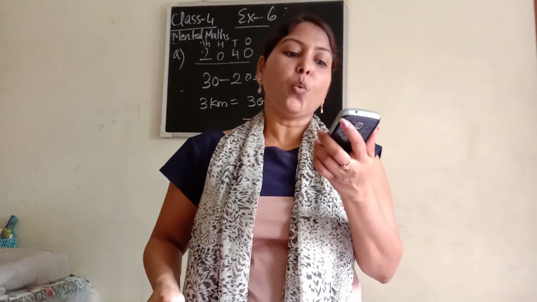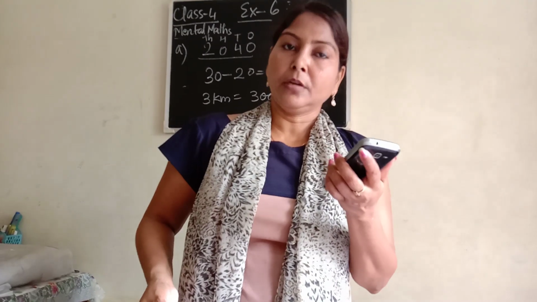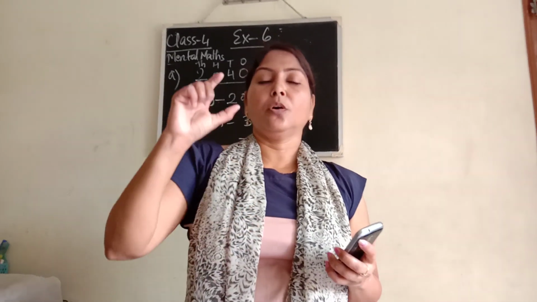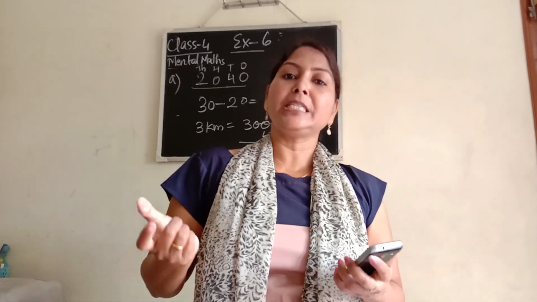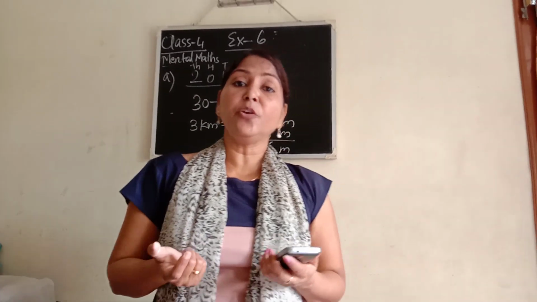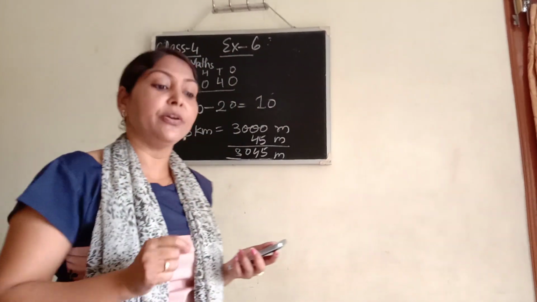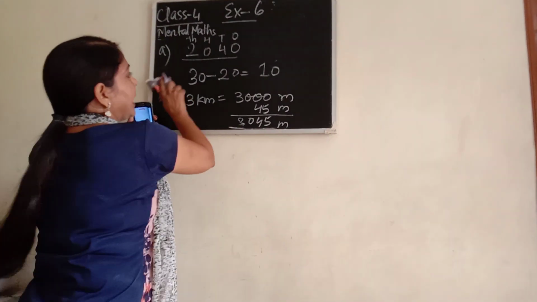What is a quarter of 100 rupees? Quarter means the fourth part. Okay, so what is the fourth part of rupees 100? So how will you find out? You will divide 100 by 4. Now when you divide 100 by 4, you get how much?